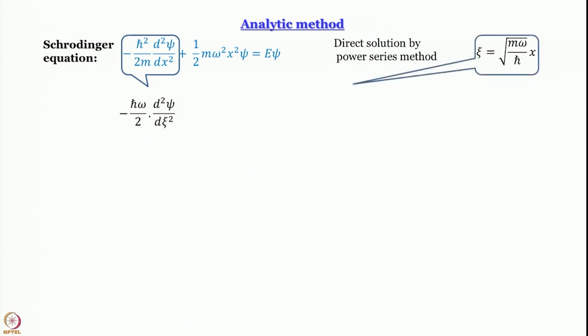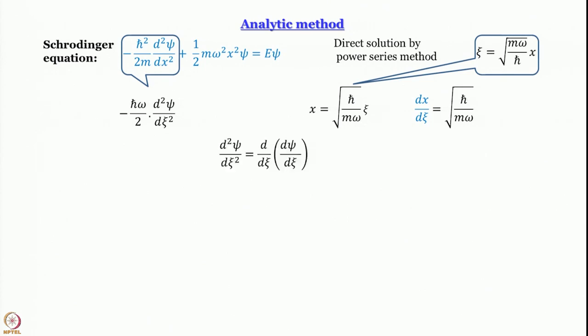Since xi equals root over m omega by h cross multiplied by x, as we have defined it, let us make x the subject. So, x is root over h cross divided by m omega multiplied by xi. The first thing to do would be to differentiate x with respect to xi. So, dx d xi is a constant, square root of h cross by m omega, that is fairly straightforward. Now, what we want to know is d 2 psi d xi 2. Why? Because d 2 psi d xi 2 is there in the kinetic energy term of the Hamiltonian. So, d 2 psi d xi 2 is equal to the derivative with respect to xi of d psi d xi.